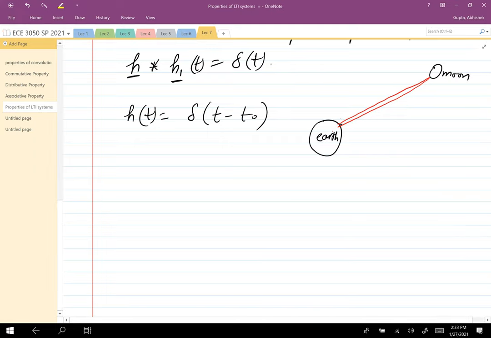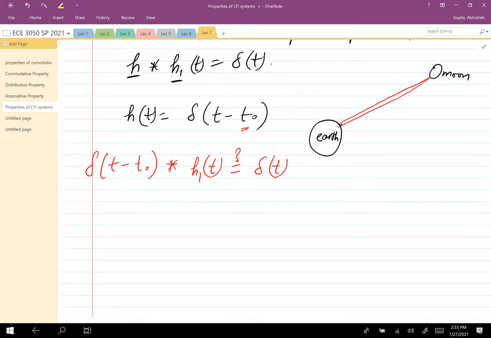Okay, so that's the situation where you get the impulse output, but after a certain point of time. This t naught is the delay. So that's the kind of system we are looking at. Now the question is, can I construct an h1 of t such that h convolution h1 of t is going to be delta t? So can I have delta of t minus t naught convolution h1 of t equal to delta t? What kind of h1 of t can I pick? What sort of h1 can I construct so that the convolution with delta of t minus t naught is going to give me delta t?